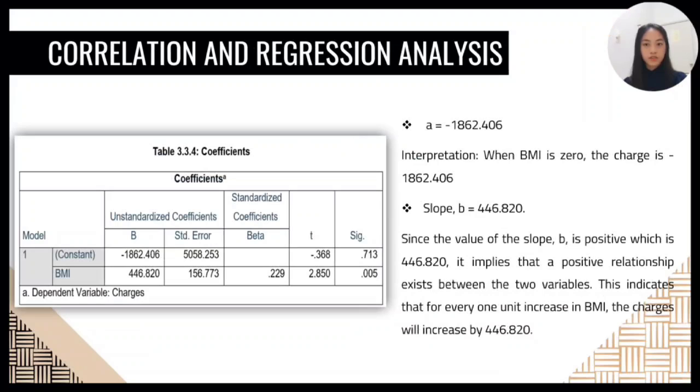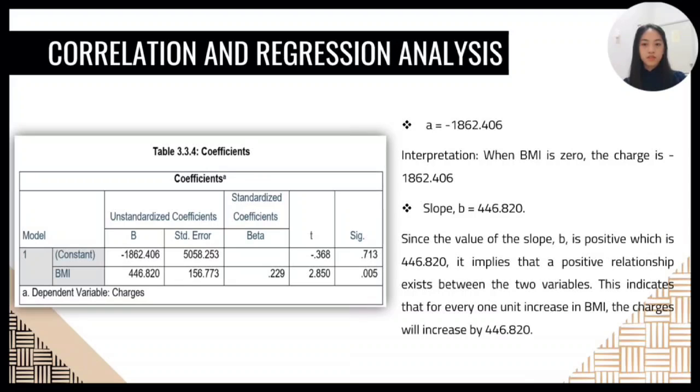Finally, the coefficient table is shown in the final figure from IBM SPSS. The regression coefficient outputs from the table analysis are constant a, which is equal to negative 1862.406, and slope b equals 446.820. Therefore, the regression equation is y equals negative 1862.406 plus 446.820x.